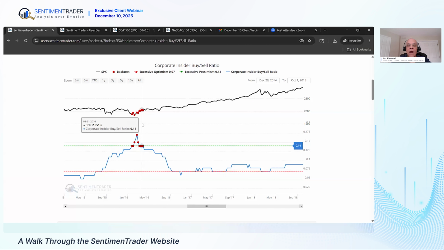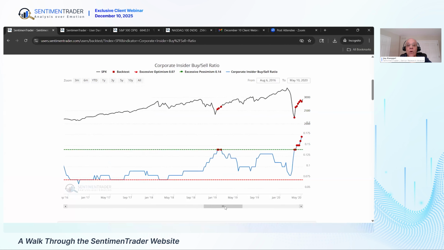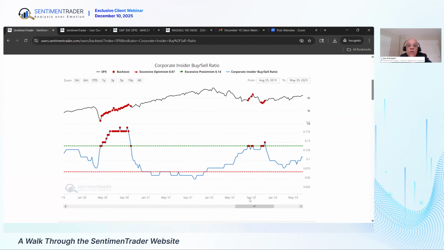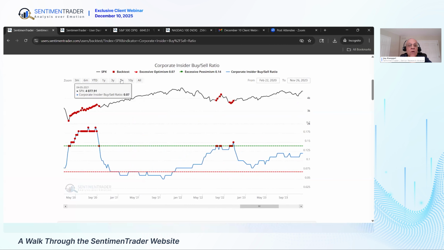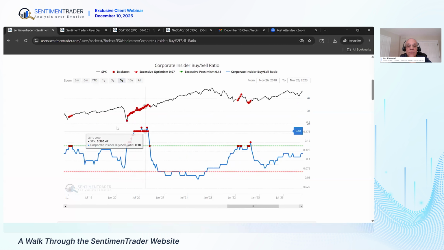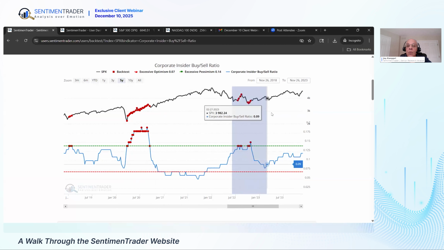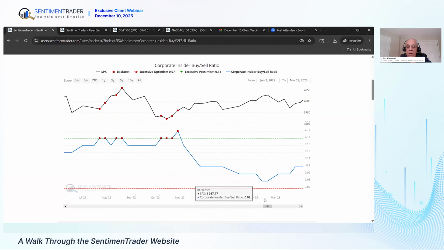So this is the kind of indicator to help you separate the emotion of what the headline is saying from what the people who know these companies best are actually doing with their money. So we saw more recently, let me just get the last 5 years in here. After the COVID sell-off, what happened? The insiders said, wow, this looks like a buying opportunity. So they piled in and we got a nice rally. In 2022, they were a little early.